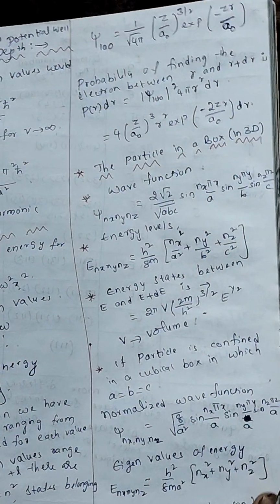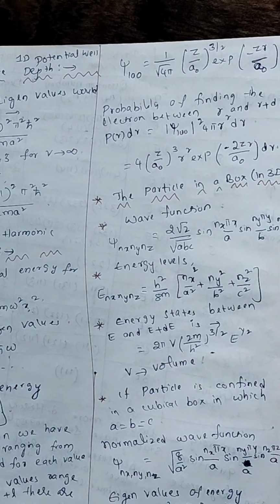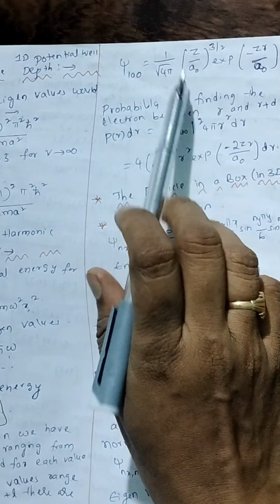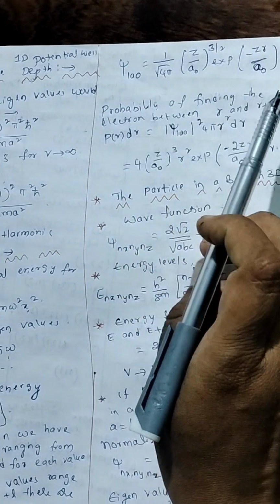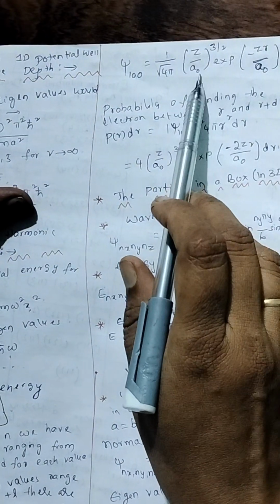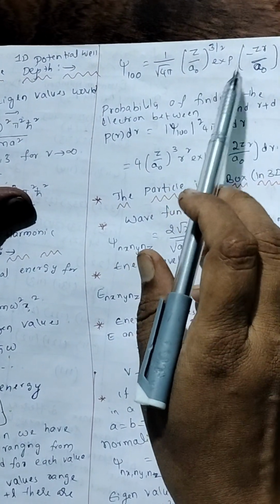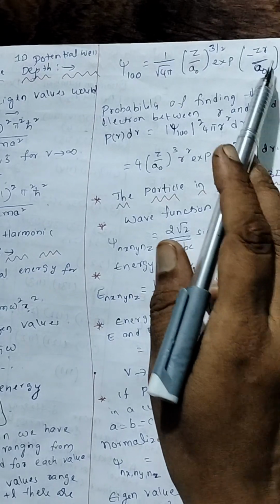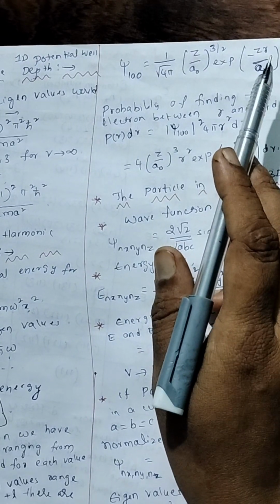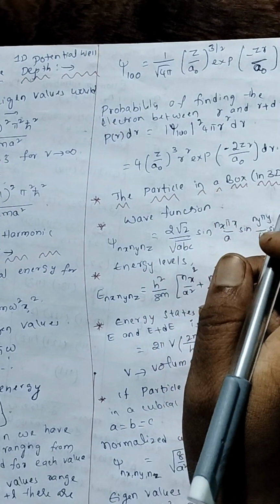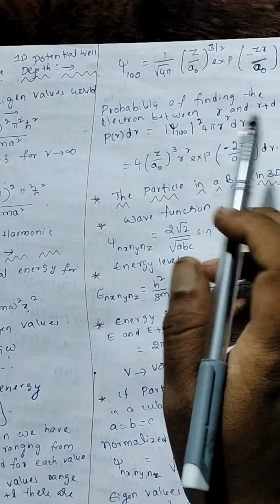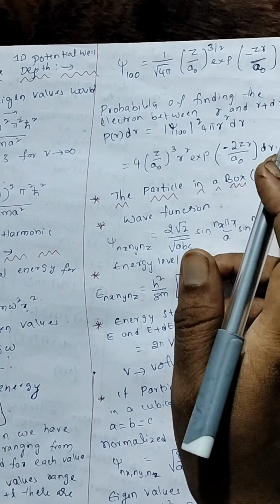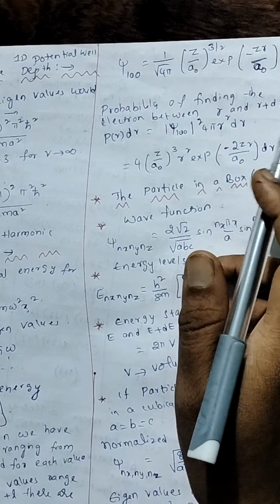Next, psi 100 value is 1 by root pi, z by a naught whole to the power of 3 by 2, e to the power of minus z r by a naught, where r is the distance of the particle from the nucleus, Z is the atomic number of the nucleus, and a naught is the Bohr radius.